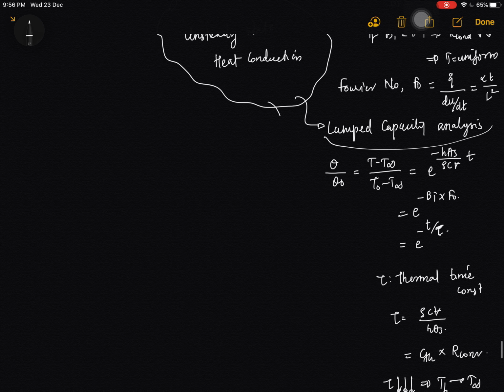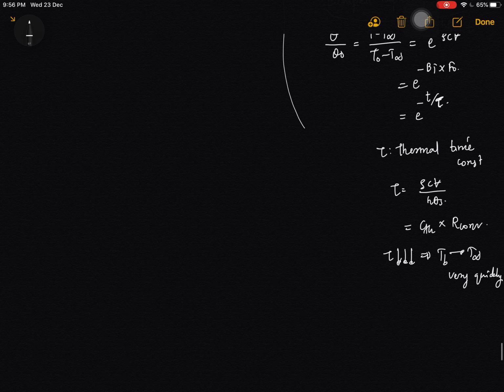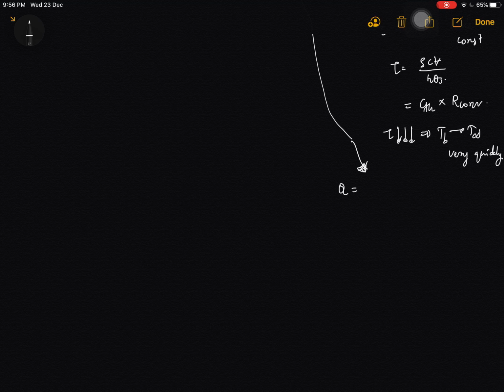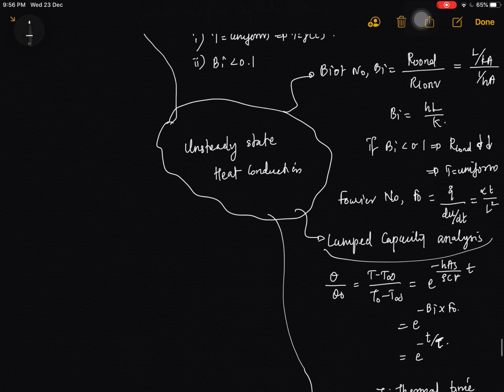And then we have dealt with the equation for the total heat transfer rate that is occurring on this particular body in which lumped capacity analysis is being done, and which is given by the equation Q is equal to rho Cv into T0 minus T infinity into 1 minus e raised to minus Tf by tau, and this Tf is the final time.